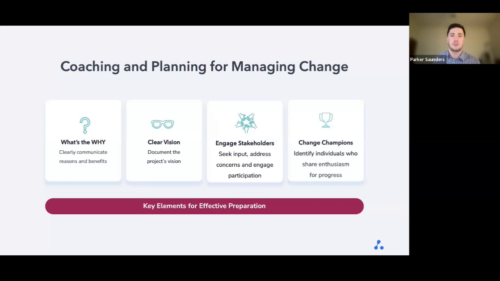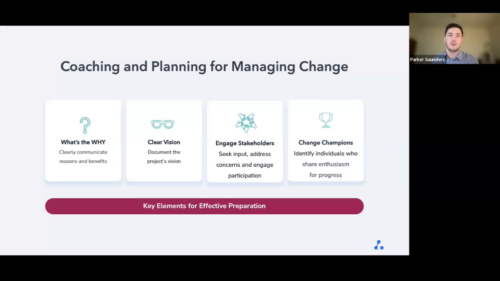All of this is incredibly important at every stage of implementation, launch, and even as you mature in a mobile strategy, engaging those stakeholders as we reassess and look for ways to continue to improve on the processes as a whole. And then last is the role of change champions. So this is all about identifying individuals who share enthusiasm for progress.